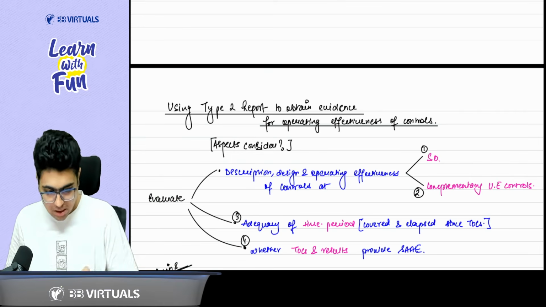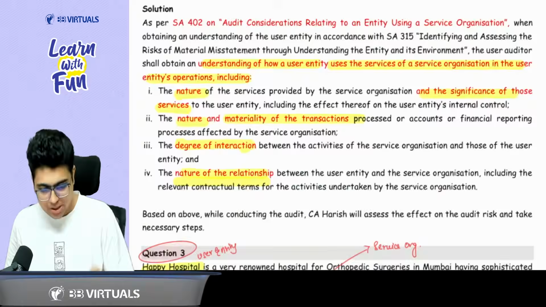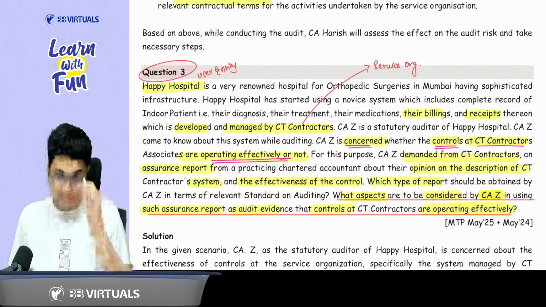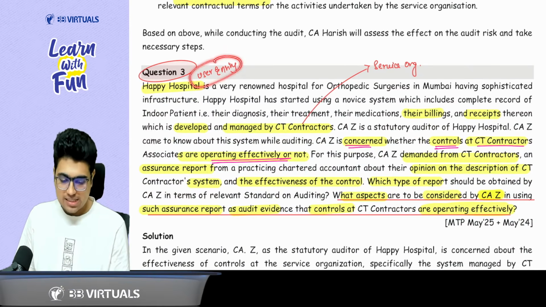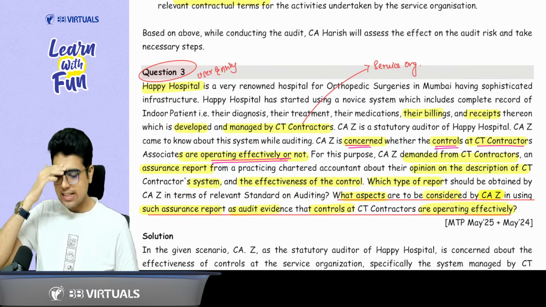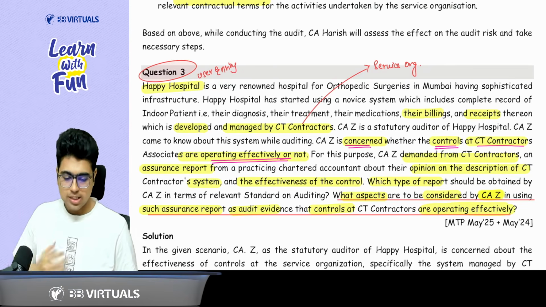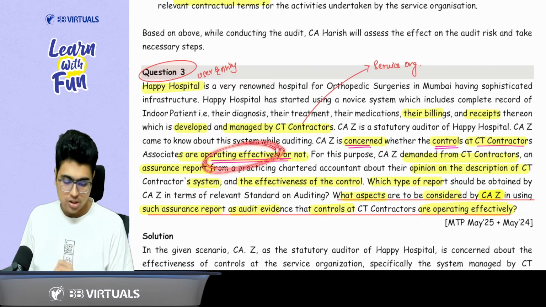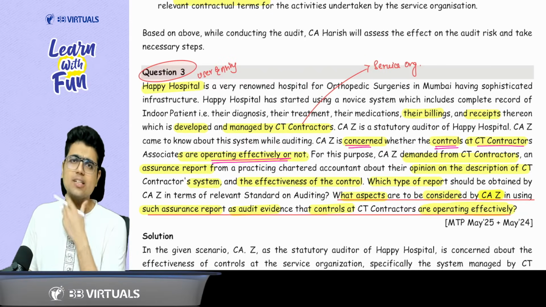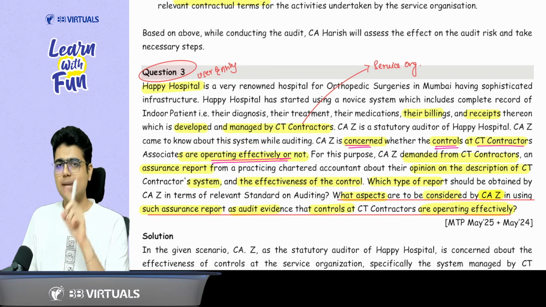Ready, sir. Now on this part, I think we have one question. Question number 3. Happy Hospital is a user entity which is taking help of a service organization called CT Contractor. CA Z, who is the user auditor, is concerned about the controls at CT Contractor, that means the service organization, whether they are effectively operating or not. Which type of report should he take to know about the operating effectiveness? Type 1 or type 2?